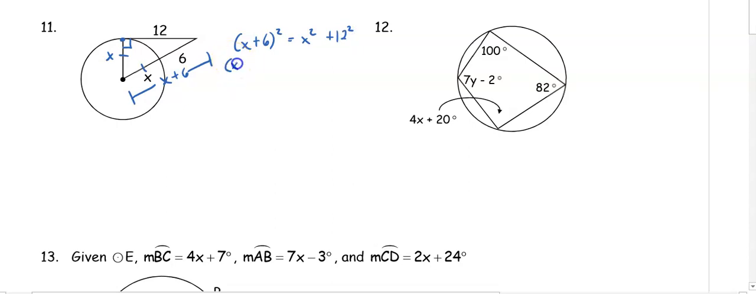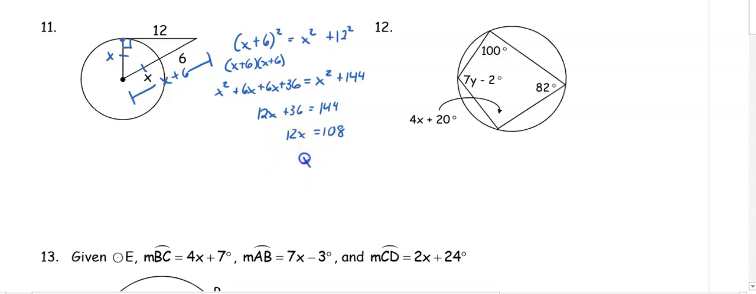We have to multiply x plus 6 times x plus 6. So we get x squared plus 6x plus 6x plus 36 is equal to x squared plus 144. There's an x squared on both sides, so they cancel out, and we are left with 12x plus 36 is equal to 144. We can subtract 36 from both sides. 12x is equal to 108. And we divide by 12, we get that x equals 9.